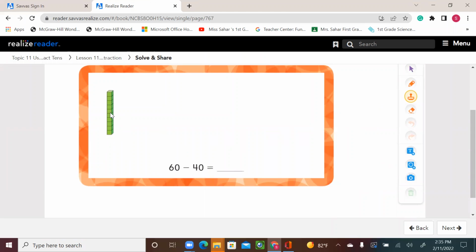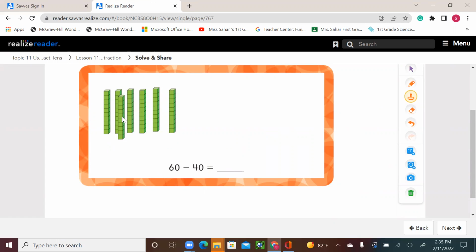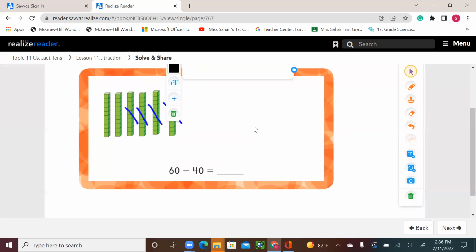So 60. 10, 20, 30, 40, 50, 60. Take away 40 means cross out 4 tens. 1, 2, 3, 40. So 60 take away 40 equals 20.